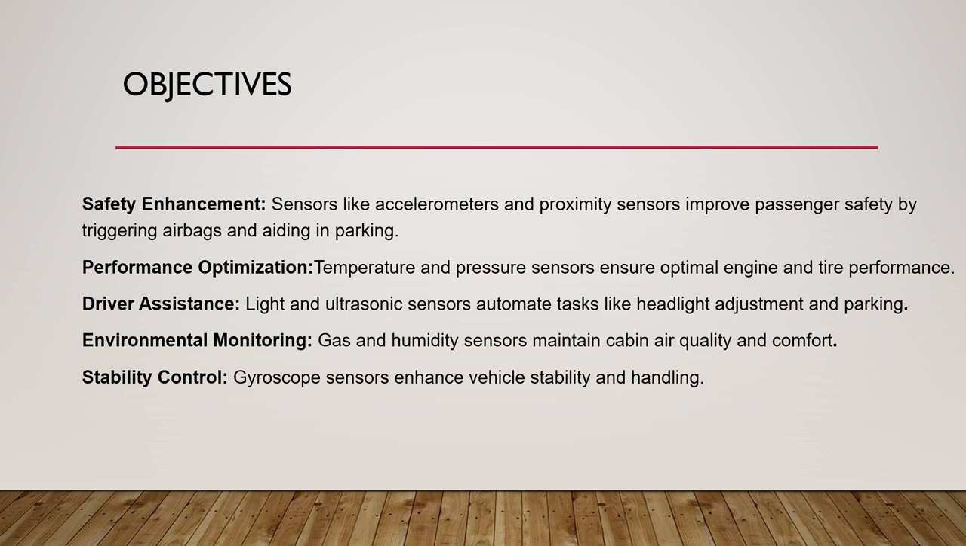Next, performance optimization: temperature and pressure. The temperature sensor also maintains the temperature of the engine and the radiator, and the pressure sensor also monitors the pressure of the tires. Driver assistance, like the ADAS feature, which can drive automatically. It has a radar system mounted on the dashboard. It scans the road for vehicles present nearby and in front, and it automates all the things. Light and ultrasonic sensors also automate that type of task.